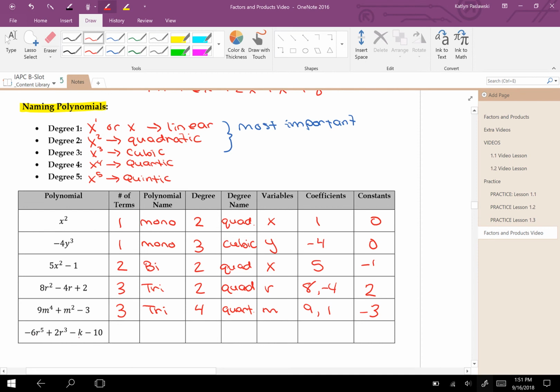Last term, we have 1, 2, 3, 4 terms, so we call this a polynomial. The highest degree is 5, so that's a quintic. The variables we have here are r and k, with the coefficients of -6, 2, and -1, and a constant of -10.